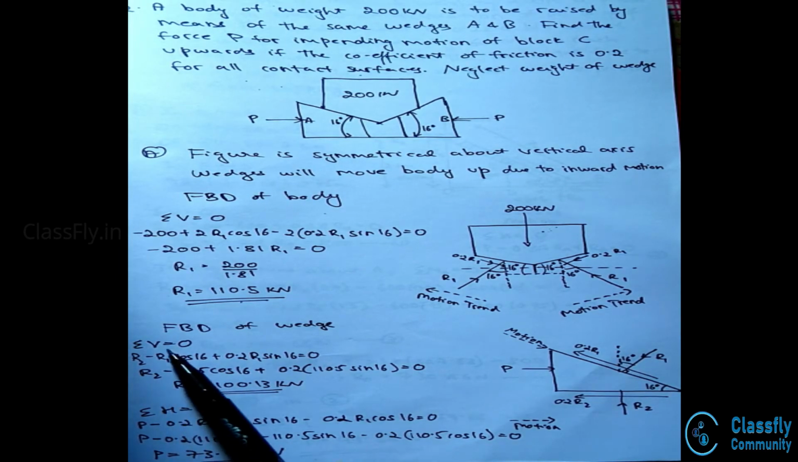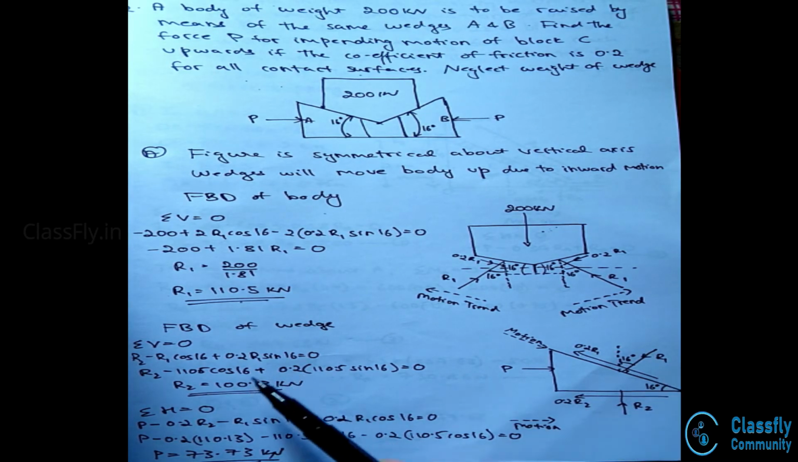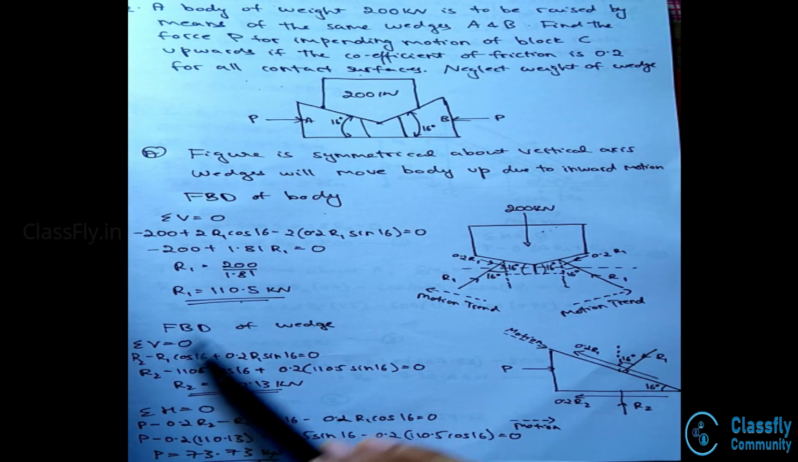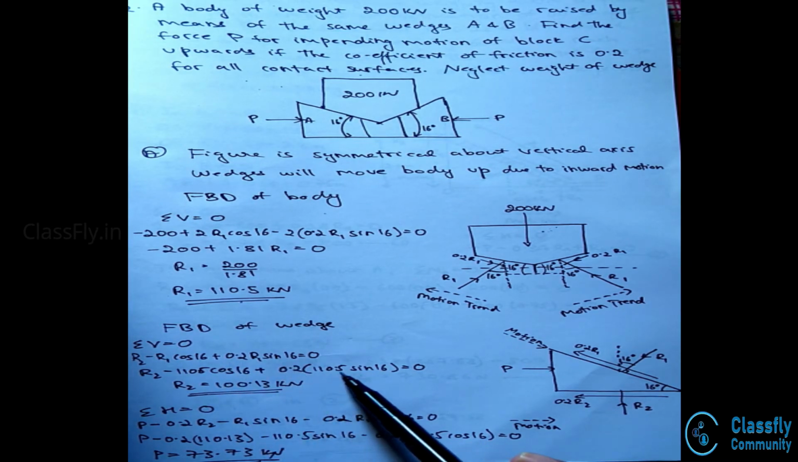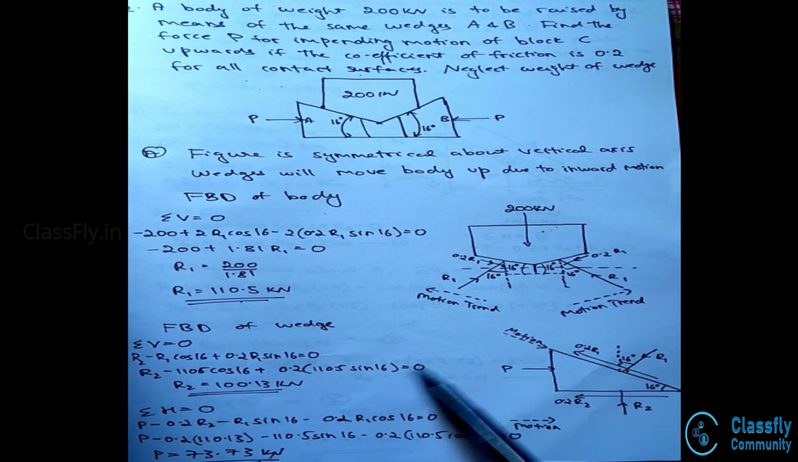Hence, now summation V is equal to 0. Hence, R2 minus R1 cos 16 plus 0.2 R1 sin 16 will be equal to 0. Hence, R2 minus R1, that is 110.5 cos 16, plus 0.2 R1, that is 110.5 into sin 16, will be 0. Hence, the value of R2 will be 100.13 kN.